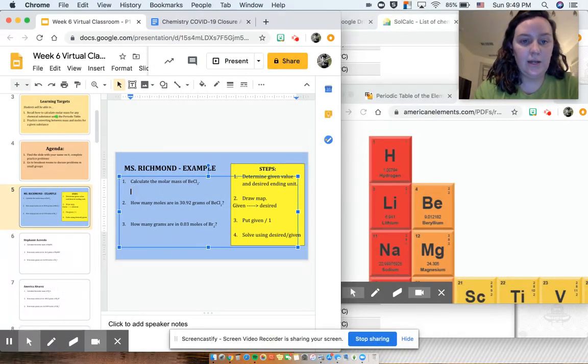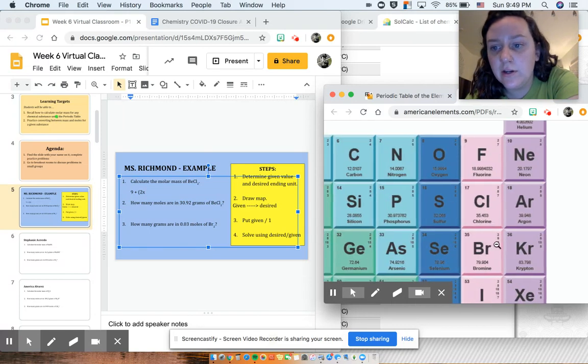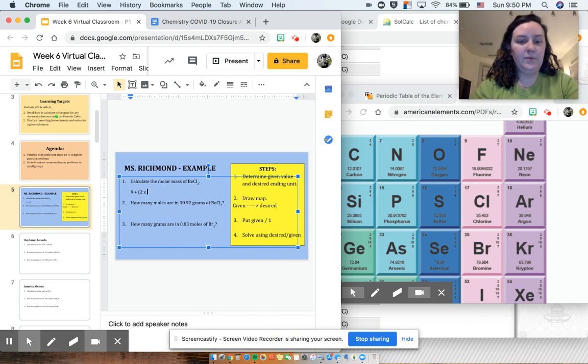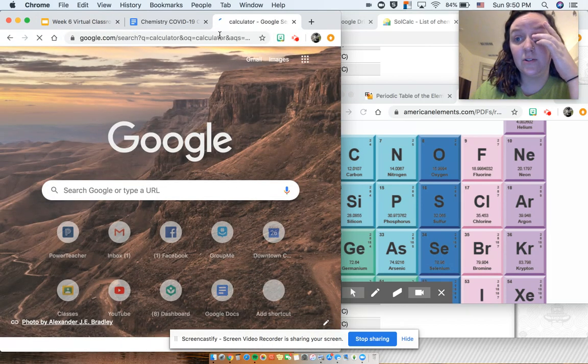So 9 plus, and then since we have 2 chlorines, it's going to be 2 times whatever the molar mass of chlorine is. So 2 times Cl is over here, and I'm going to round that to 35.5. 2 times 35.5, and then I'll solve that. My calculator somehow broke, but luckily you can literally just look up a calculator on Google and one pops up.